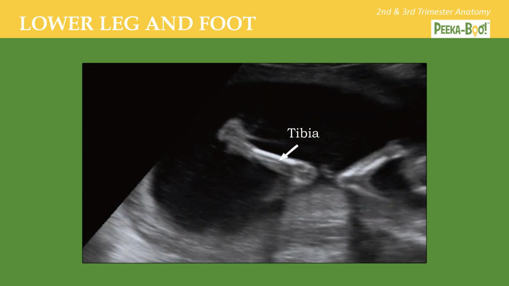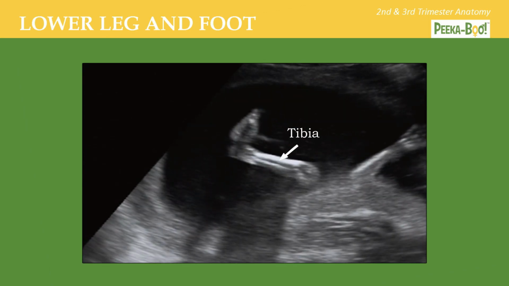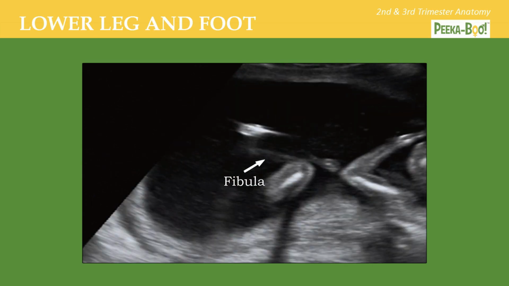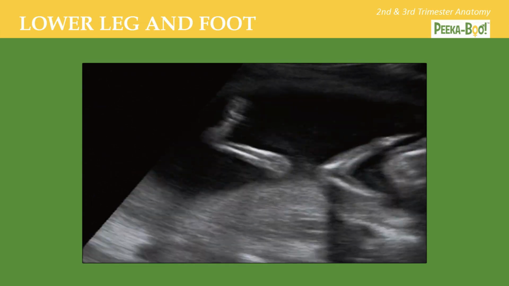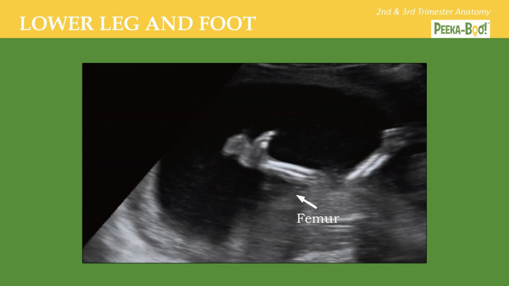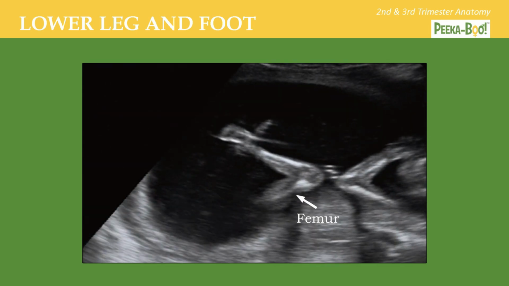Notice that there are 2 bones in a lower leg. The larger bone is called the tibia, and the smaller bone is called the fibula. This makes it easy to distinguish lower leg from the thigh, which has only 1 bone, the femur.